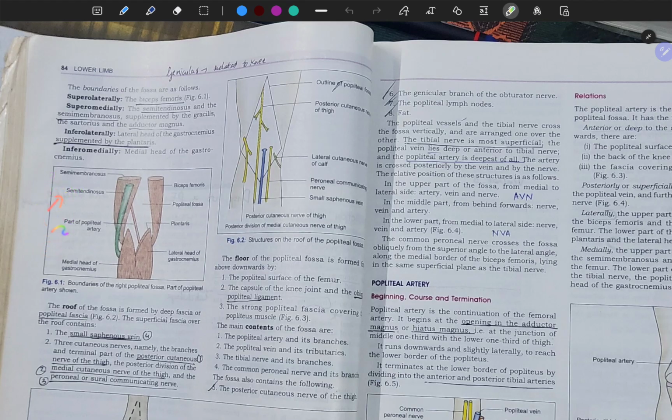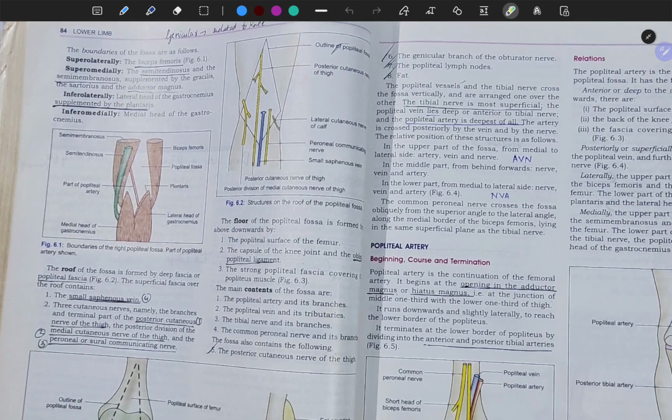The popliteal fossa is bounded superomedially by semimembranosus and semitendinosus, superolaterally by the biceps femoris, inferolaterally by the lateral head of gastrocnemius, and inferomedially by the medial head of gastrocnemius muscle. The contents of the popliteal fossa: posterior cutaneous nerve of thigh, lateral cutaneous nerve of calf, peroneal communicating nerve, small saphenous vein, and posterior division of medial cutaneous nerve of thigh.